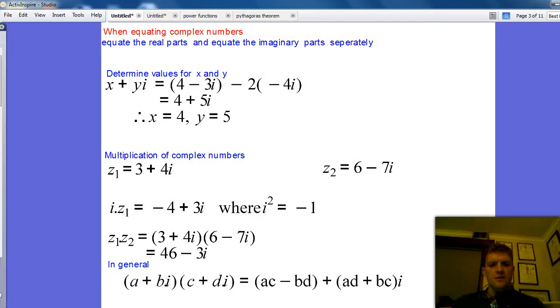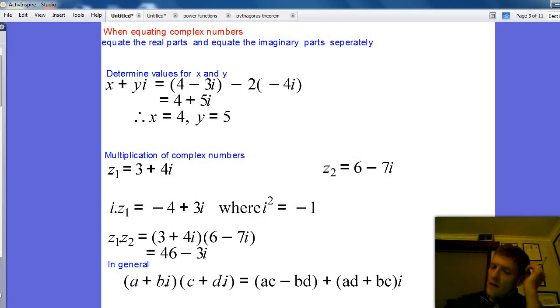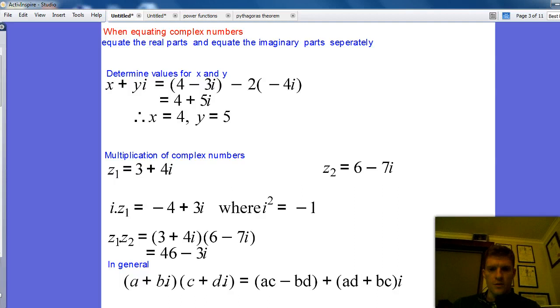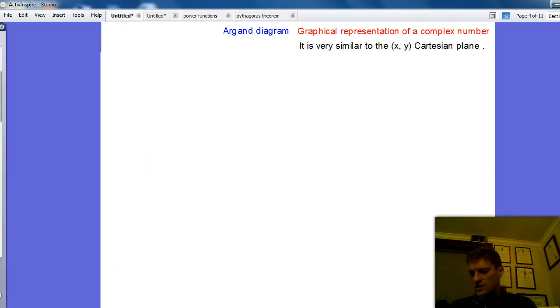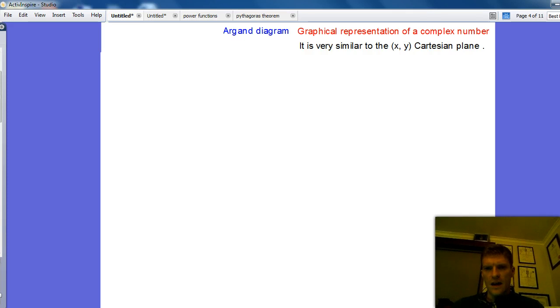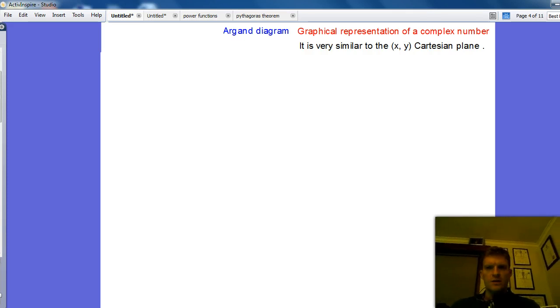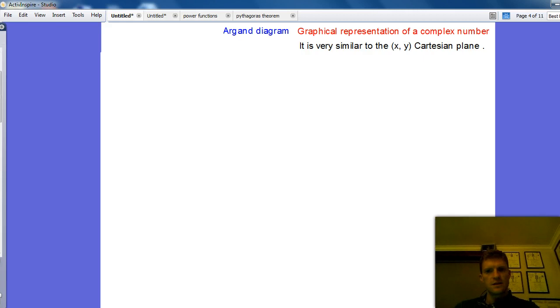Okay, so that's just a few examples of multiplication. The next important operation we're going to look at is division and see what will happen about that operation. But before we get on to division, I'm going to introduce you to the idea of the Argand diagram. And this is your graphical representation of your complex numbers, and it behaves identical to that of a Cartesian plane. It's just like plotting an x and a y coordinate.